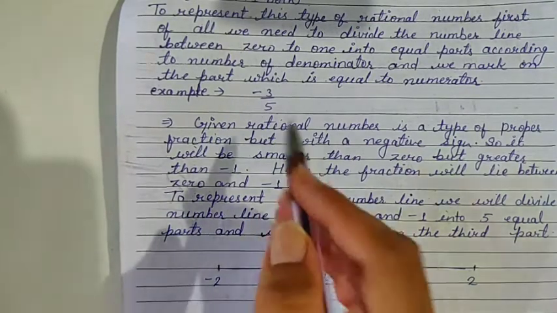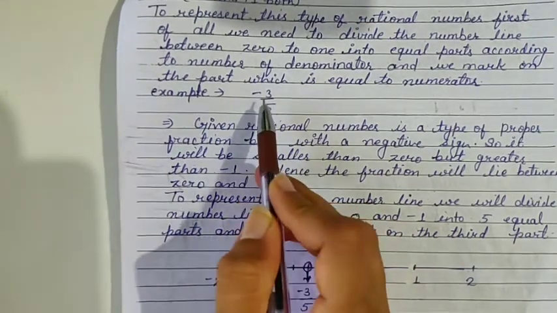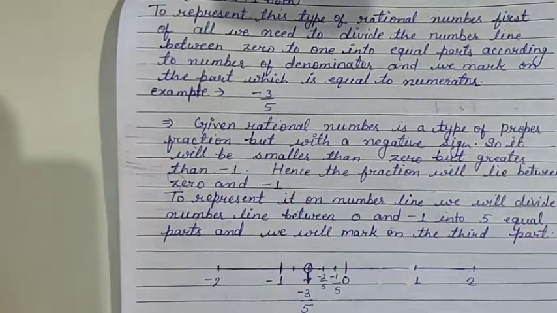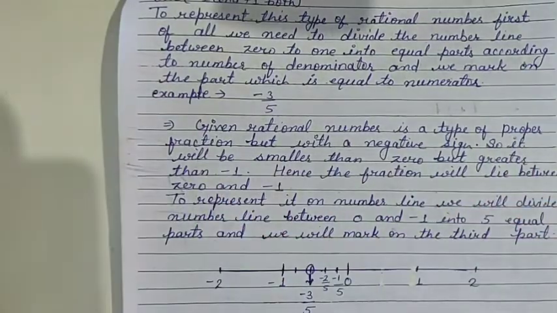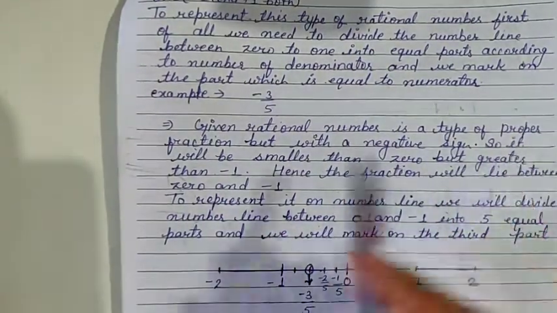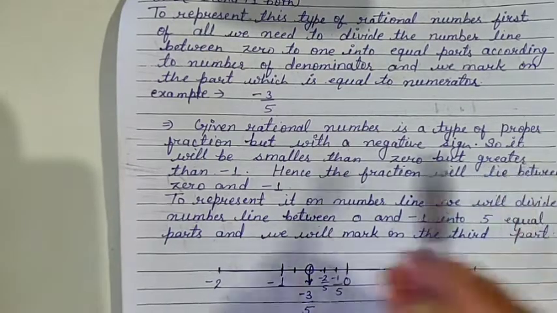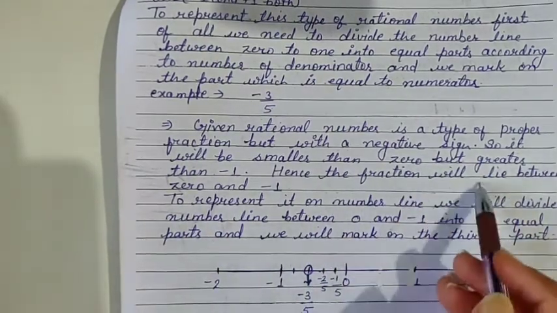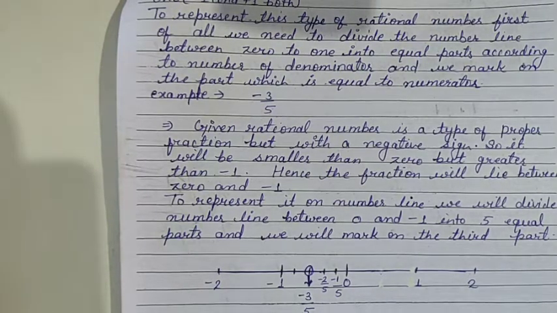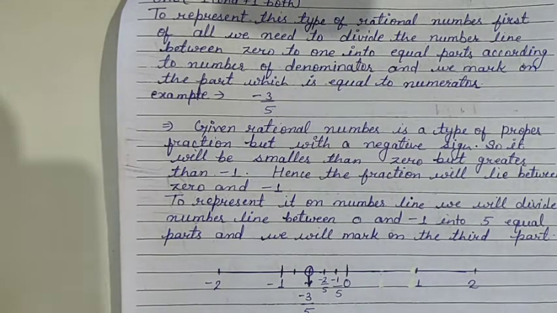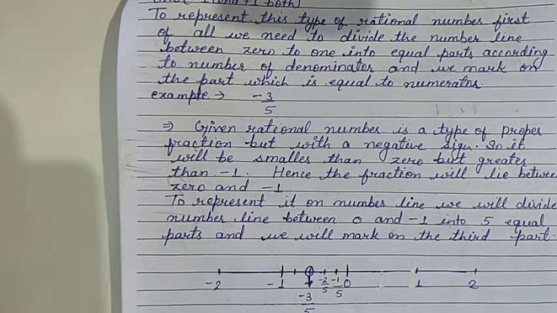It means, and this is of negative sign, it will lie between 0 and -1. Given rational number is a type of proper fraction but with a negative sign, so it will be smaller than 0 but greater than -1. Hence the fraction will lie between 0 and -1. If a rational number is a proper fraction, then it will lie between 0 and +1, and if it is of negative sign, then it will lie between 0 and -1.